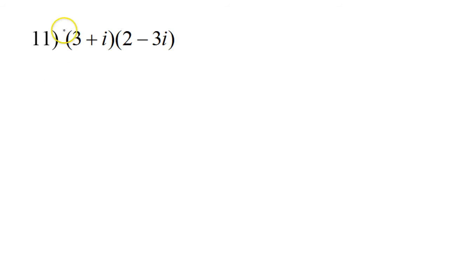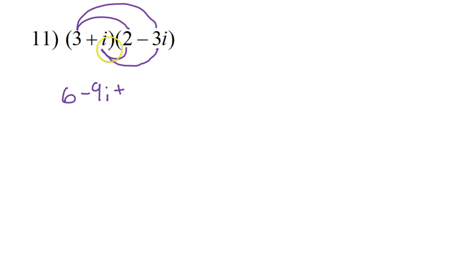So once again, we have double distributive. We're going to multiply 3 times 2, 3 times negative 3i, i times 2, and i times negative 3i. 3 times 2 is 6, 3 times negative 3i is negative 9i, plus i times 2 is 2i, and i times negative 3i is negative 3i squared.